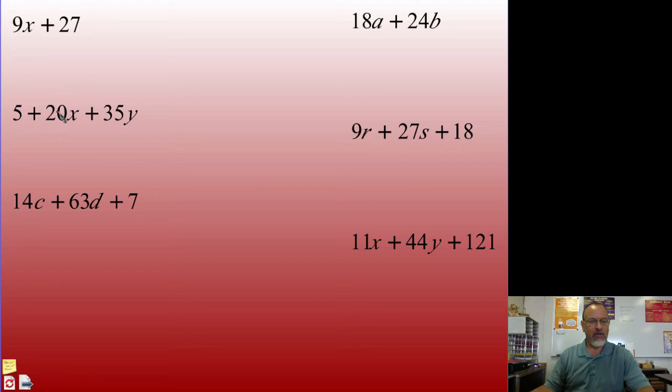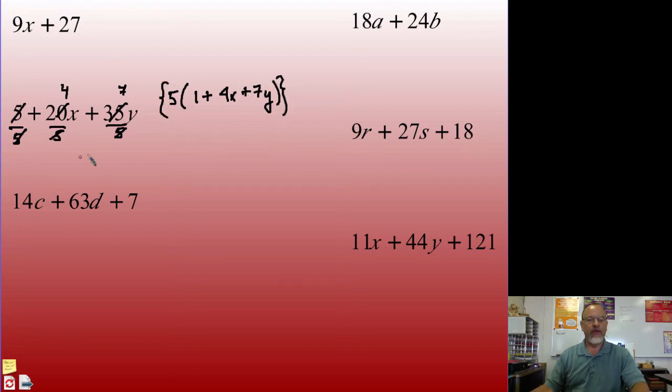Well, as I look here, I see that 5 is the smallest number here. 5 will go into 20, and 5 will also go into 35. So 5 is going to be my greatest common factor. So 5 is going to be on the outside of the parentheses, and then I want to divide each of these by 5. 5 divided by 5 is 1. If I divide this by 5, that leaves me 4, and then that's 4x. And if I divide this by 5, that's a 7, and so that leaves me 7y. Okay? So this would be the factored form of this expression, with 5 being the greatest common factor.